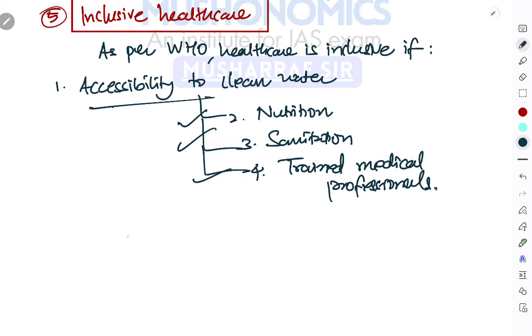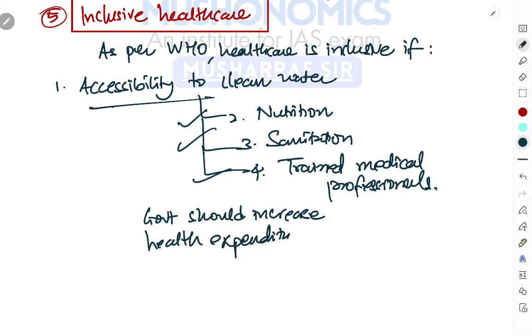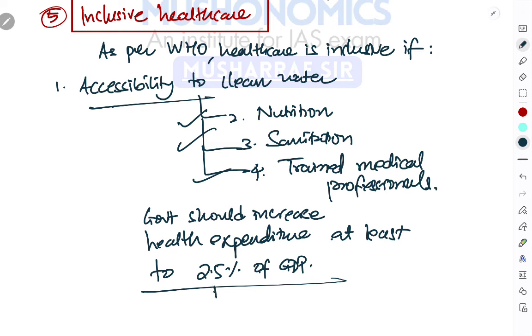Now what should the government do? Government should increase health expenditure to at least 2.5% of GDP, right? And assure that this money gets spent efficiently. So efficient expenditure.